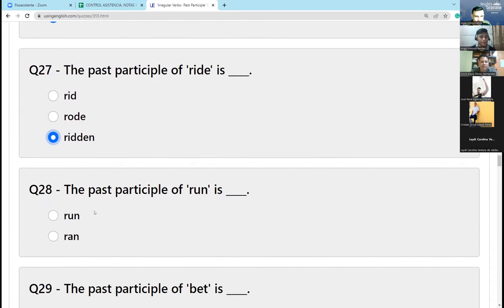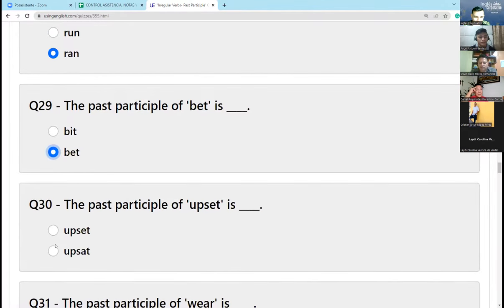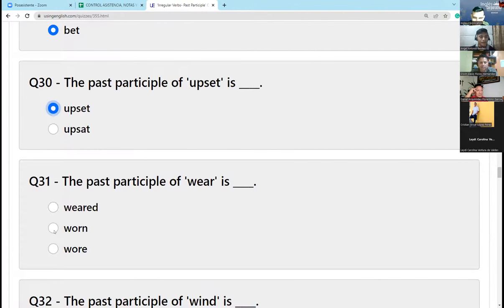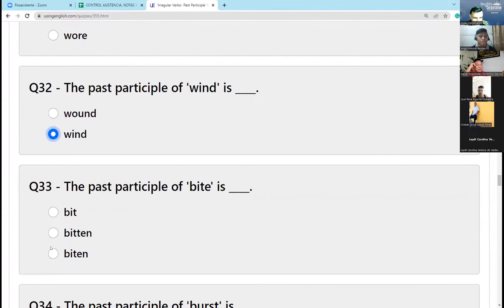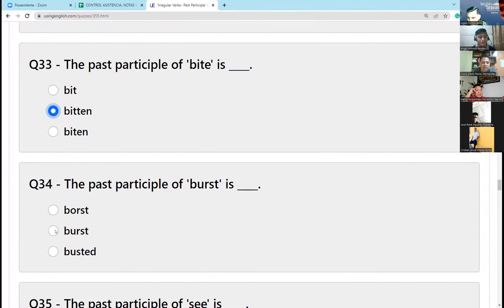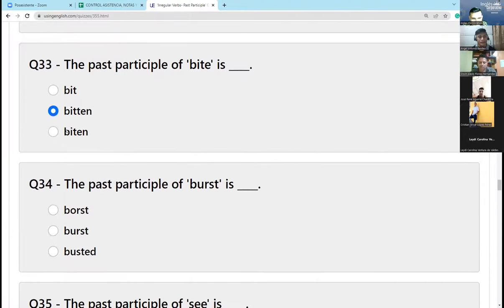Written? Ran? Run. Bet. Second one. Upset. I think it's upset, the first one. Wear. Worn. Second one. Win. Won. I think it's the first. Bite. Bitten. The second one. Okay. Burst. The 32 is one. No, it's green. But it's worn. Okay. Excellent. Burst.